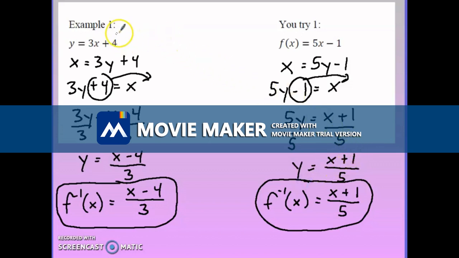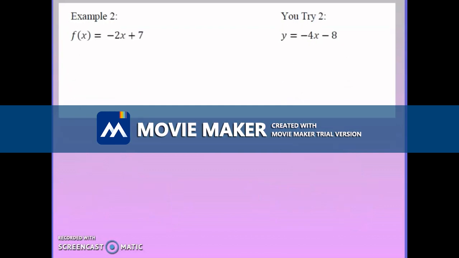So this is your basic y equals mx plus b function, but linear functions come in a lot of different ways. So let's look at another one you might encounter. Oh, this just has the negative in front of it. So same thing. This would become x equals negative 2y plus 7.